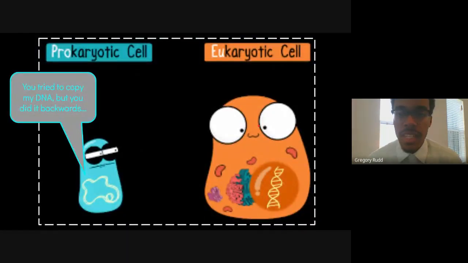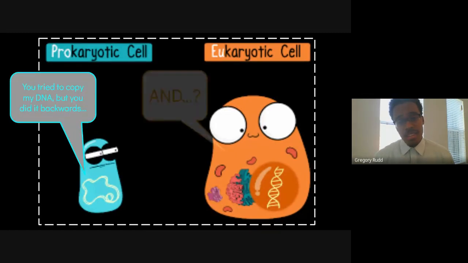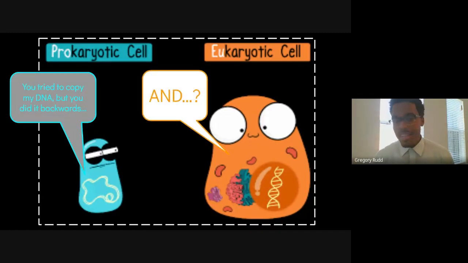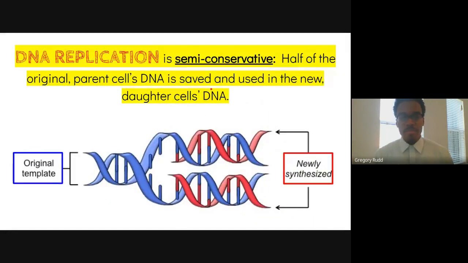Great. So a little DNA joke for you here. We've got the prokaryotic cell on the left, the eukaryotic cell on the right. The pro says, you tried to copy my DNA, but you did it backwards. And the eukaryotic cell says, and? Does anybody see what I did there? DNA backwards is and. Okay. Just a little DNA joke for you all. Keep you on your feet, keep you on your toes. Okay, back to the notes. Brief interlude there. Thank you, Joseph. Thank you for playing into it.